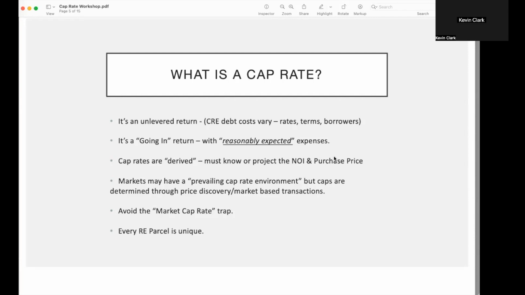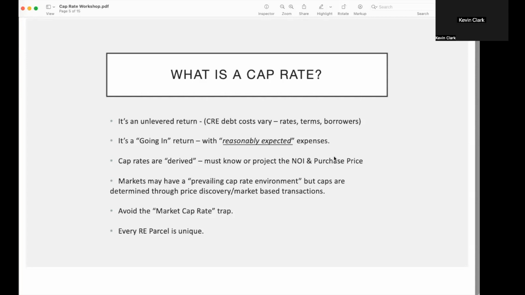So we have a prevailing cap rate, but we have to understand that each one of those cap rates are individual, unique parcels of real estate, and the investors who are demonstrating price discovery when they're trying to figure out what the right market price for that asset will be, each one of those transactions is happening independently of each other. And what we want to make sure we avoid here is what I call the market cap rate trap.